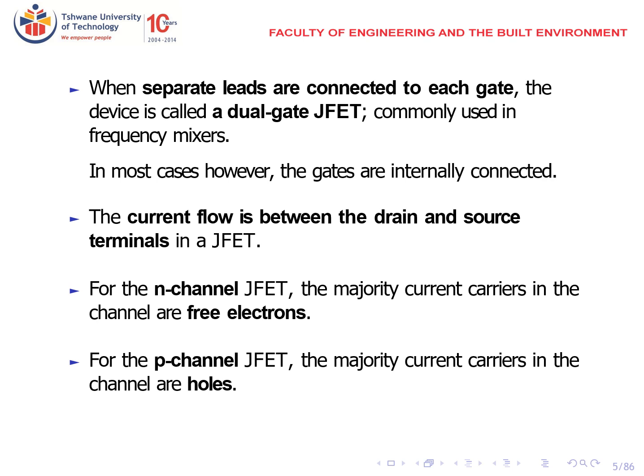The current flows between the drain and the source terminal in a JFET. For the N-channel JFET, the majority current carriers in the channel are free electrons because it's made up of N-type semiconductor material. For the P-channel JFET, the majority current carriers will be holes.